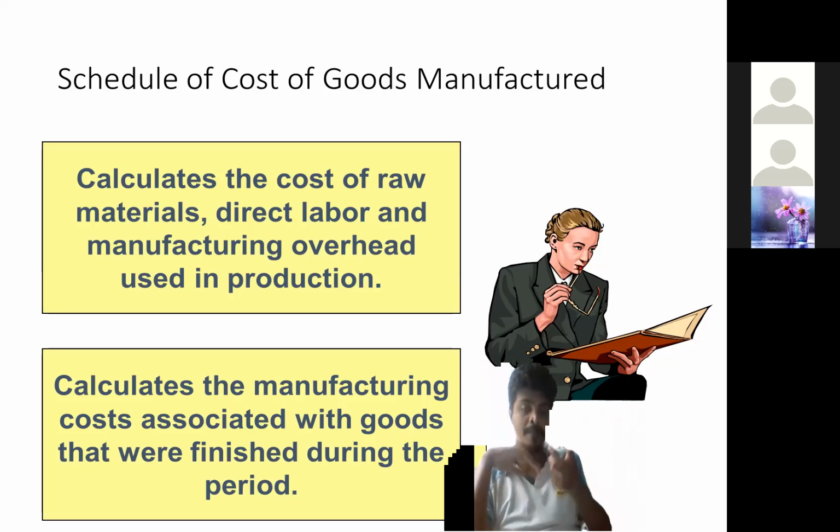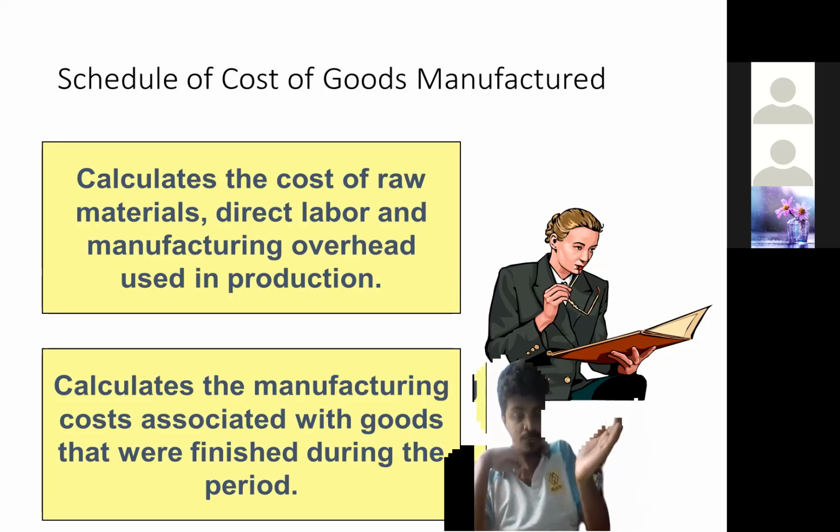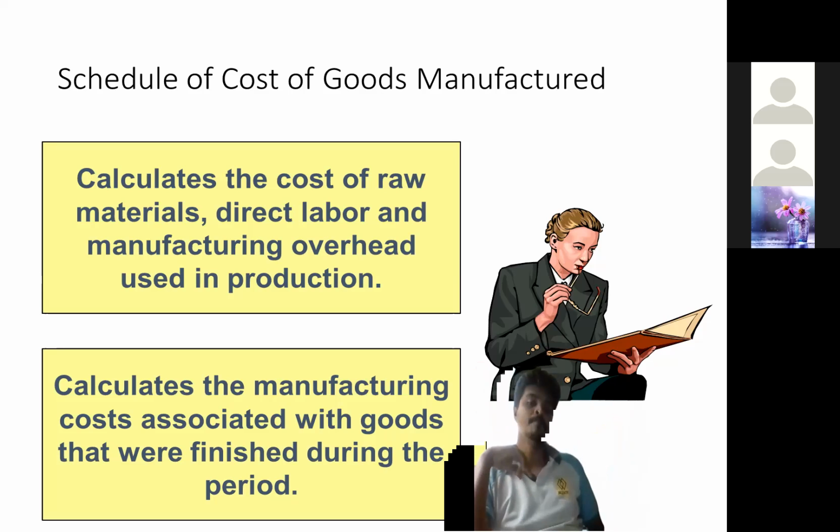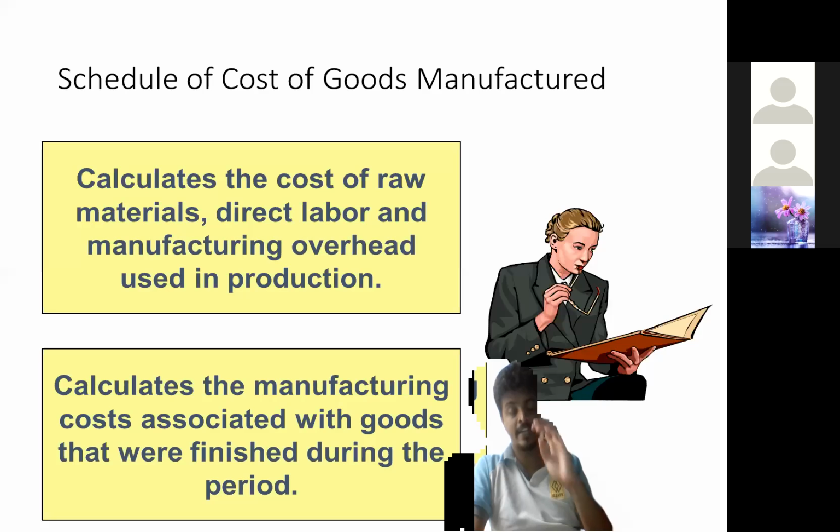So what we transfer to finished goods, we need to identify the cost which we transferred to the stores. For that we need to do some adjustment that is known as work in progress adjustment. We need to identify the opening work in progress and the closing work in progress, and we need to adjust those.